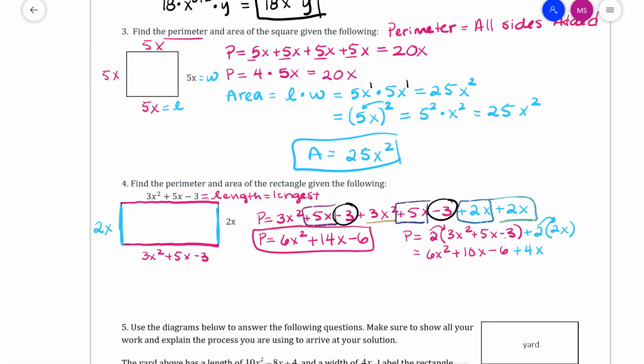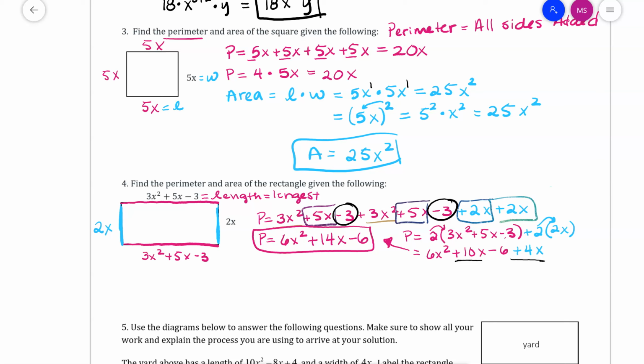And you'll notice that the only thing that you need to combine is 10x and 4x, which will give you the same answer as over here. So whichever way you want to do it, they're both correct. The longer way does not mean it's the harder way. All right, sometimes you need to physically see each term, which is fine.